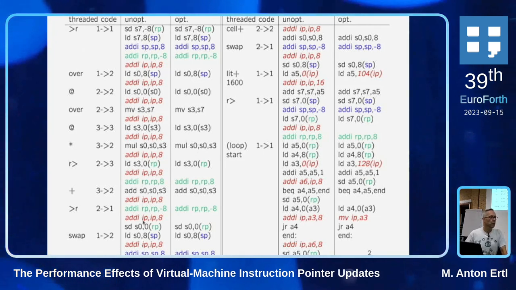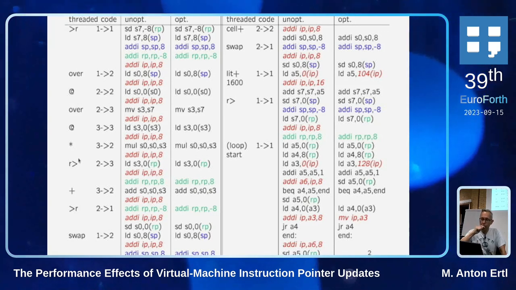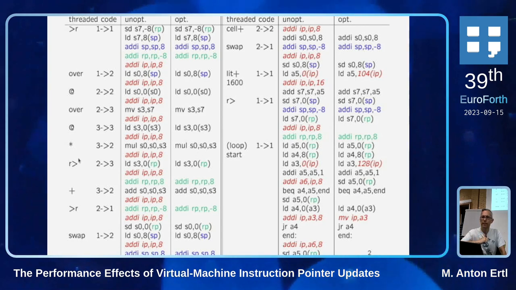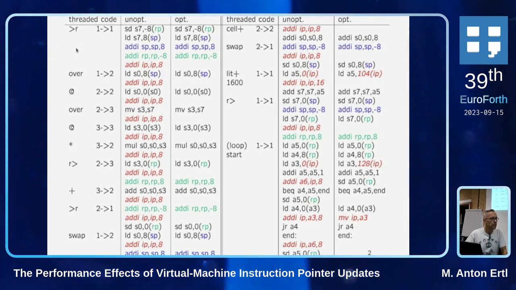One thing that you can see is that Gforth is doing a mixture of threaded code and native code. As I said, to the left you have the threaded code, which has all these words that I mentioned in the previous slide. For each word, we get a piece of native code. And this optimization is called dynamic superinstructions.